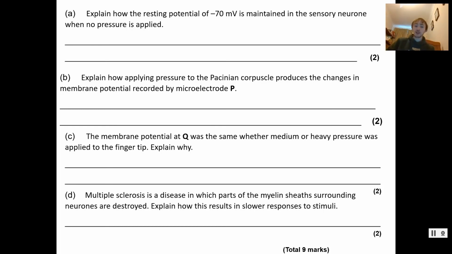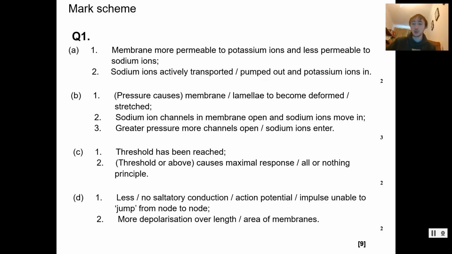And then multiple sclerosis, in which parts of the myelin sheath surrounding neurons are destroyed. Explain how that results in slower responses. Again, a classic question in one form or another. Less or no saltatory conduction, the action potential or impulse unable to jump from node to node, and you need to do more depolarization over the length of the membrane. And that's the key point. You can't jump, and therefore you have to depolarize the whole membrane, which takes time. And that's the end of that.